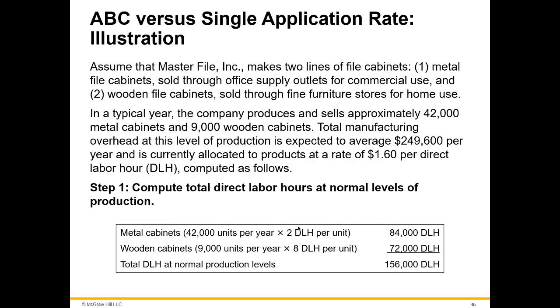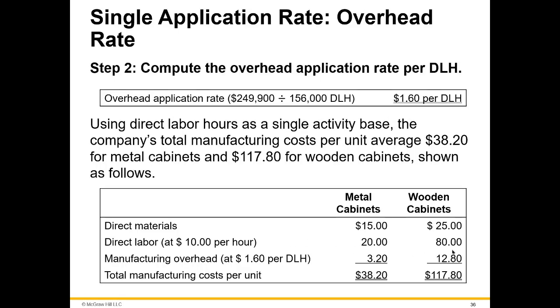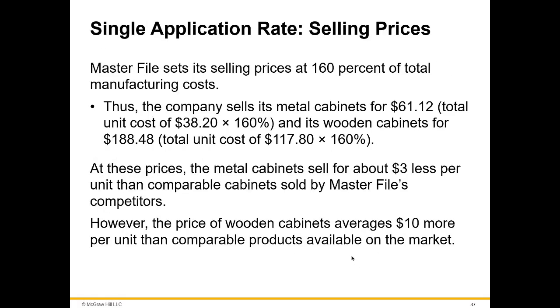That's back from this slide, 2. But wooden cabinets uses 8. And so it gets applied even more to the wooden cabinets. So you can see the cost card for these two: direct materials, direct labor, and manufacturing overhead. So here's the cost. So that is what is used.